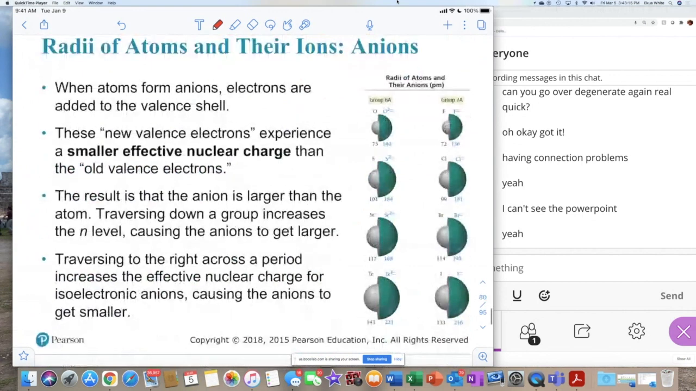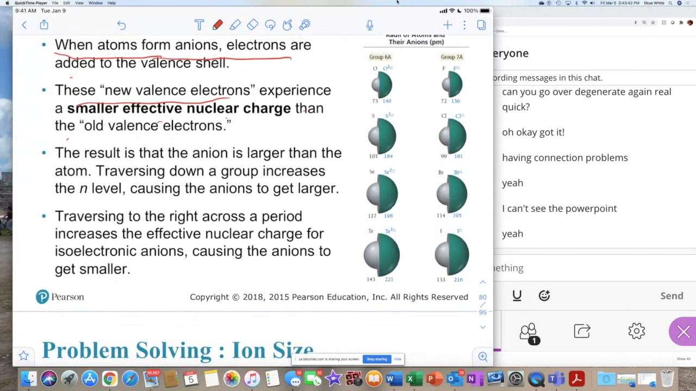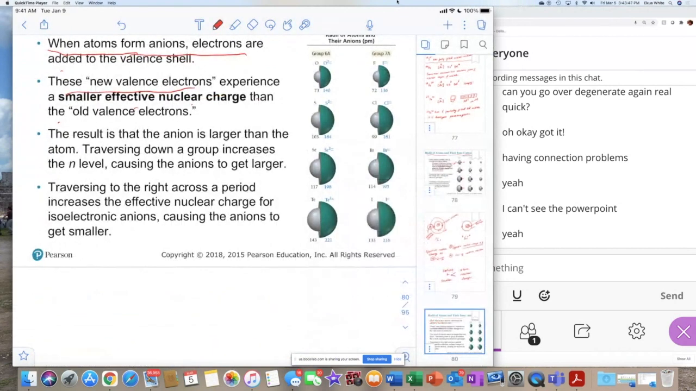Okay. The second part here is radius of the atom and their ions. So over here it says when atoms form anions, electrons are added to the valence shell. The new electrons experience a smaller effective nuclear charge than the old electrons. Why? They experience a repulsion from the existing electrons. So to kind of explain this here, I'm not going to go into all the details. Feel free to look at all that stuff here.